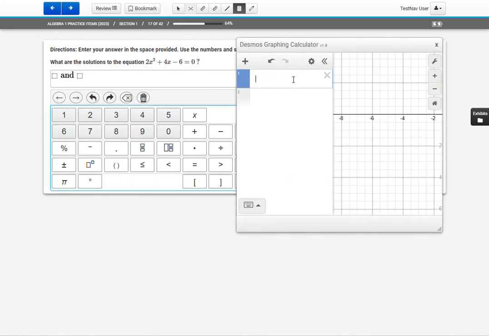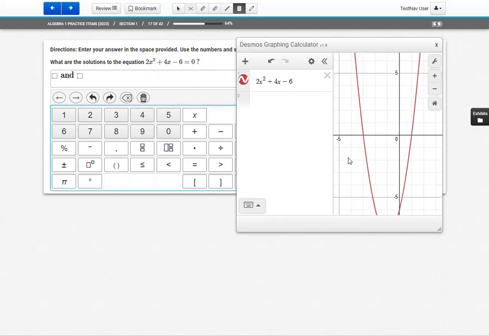I'll plug it in. So you have 2x squared plus 4x minus 6. Zoom out, it has two solutions, -3 and 1. So -3 and 1. Okay, that's it.